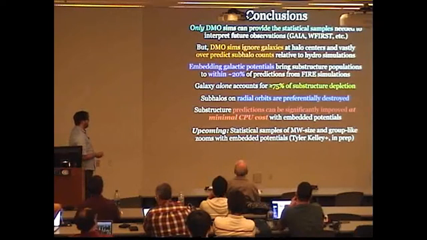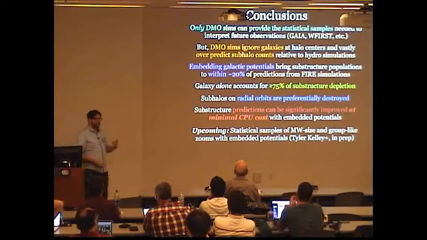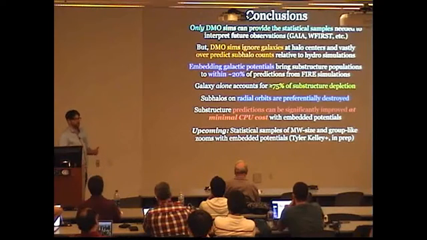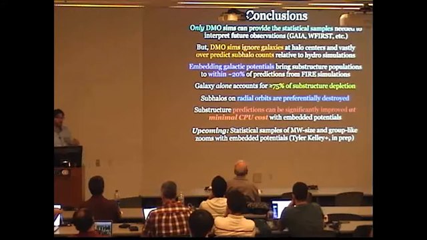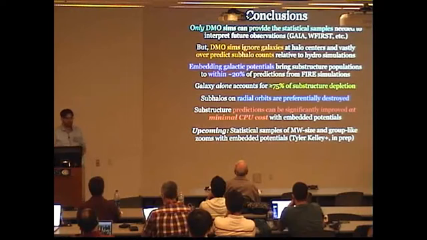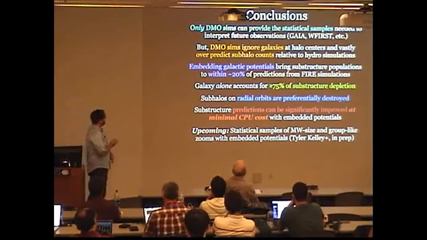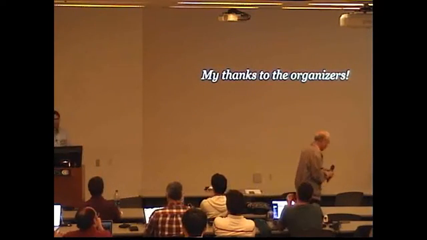And as an overall point, we can state that substructure predictions can be much improved relative to dark matter-only predictions at really minimal CPU cost with this embedded potential technique. So in the future, Tyler Kelly, who's sitting back there, one of James Bullock's grad students, is going to be running a statistical sample of Milky Way size and group size zoom-ins with embedded galactic potentials to make predictions for things like substructure lensing and stream heating. Okay, so finally I just want to thank the organizers again, and thank you all for having me.